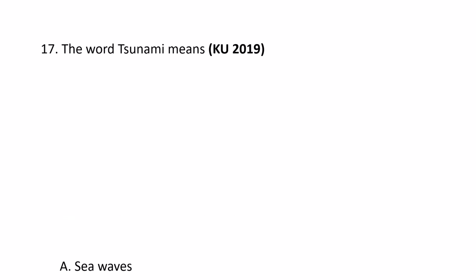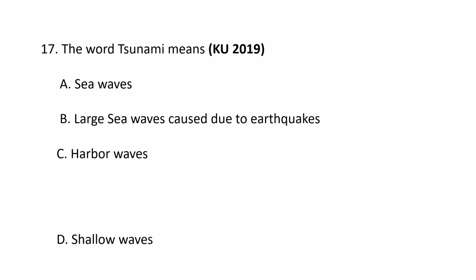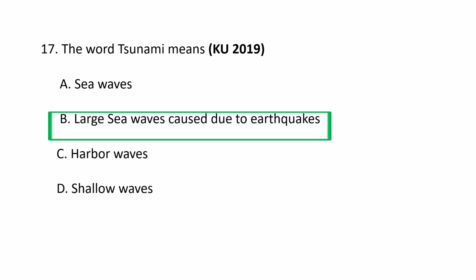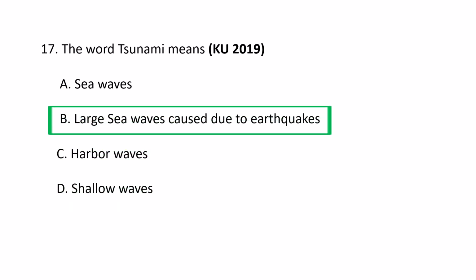Next question. The word tsunami means A. Sea waves, B. Large sea waves caused due to earthquakes, C. Harbor waves, and D. Shallow waves. The correct option is B. Large sea waves caused due to earthquake. Tsunamis are giant waves caused by earthquakes or volcanic eruptions under the sea. Out in the depths of the ocean, tsunami waves do not dramatically increase in height, but as the waves travel inland, they build up to higher and higher heights as the depth of the ocean decreases.